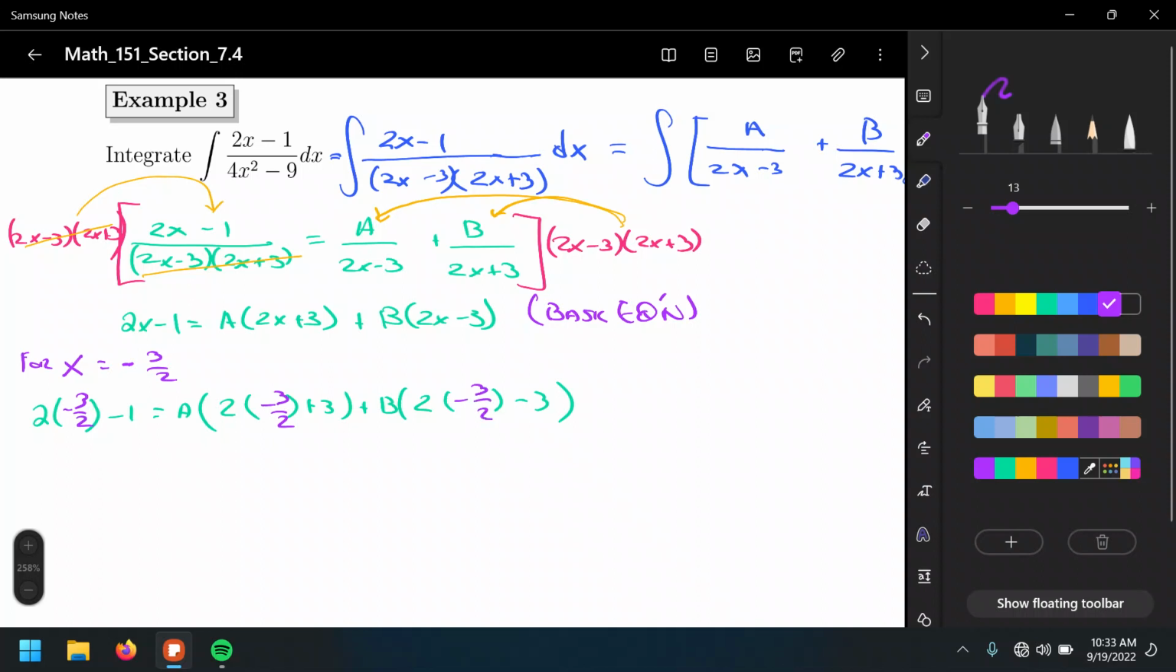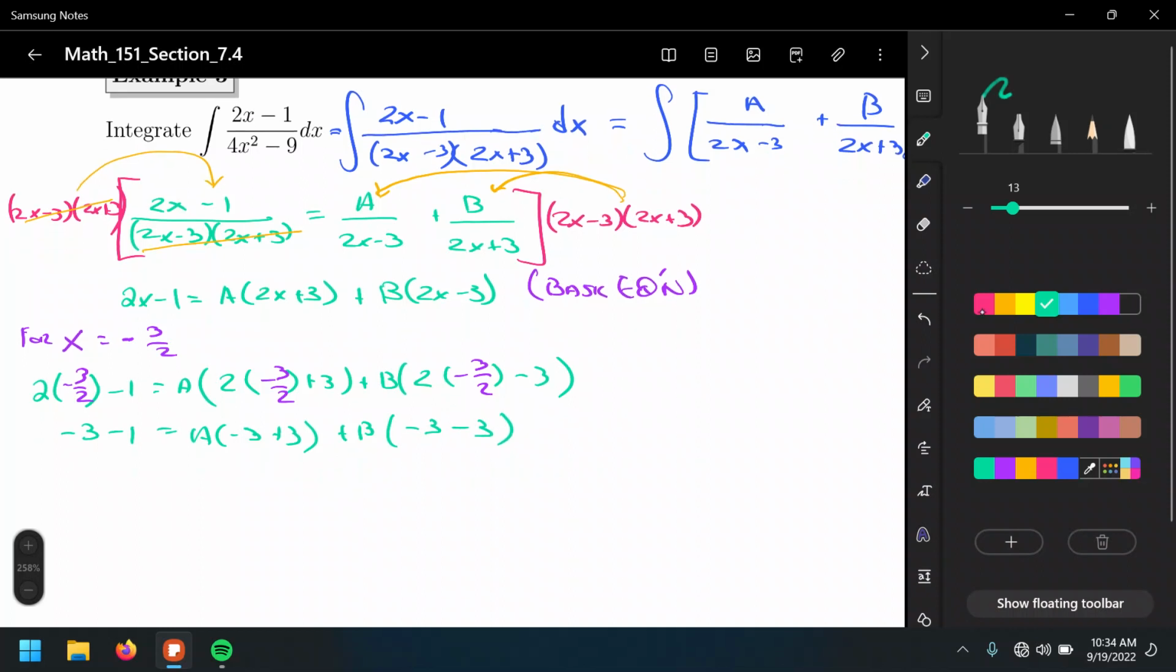Right, and let's simplify each term. Number 1. So 2 over 2 cancels to give us a negative 3. Negative 3 minus 1. Well, let me write down that negative 3 minus 1. And cancel the 2's, that's a negative 3. Plus 3, which will get zeroed out this time. Plus b times 2 over 2, that's a negative 3 minus 3. And well, let's do the arithmetics here. So that's going to be negative 4, and that gets zeroed out because negative 3 plus 3 equals to 0.